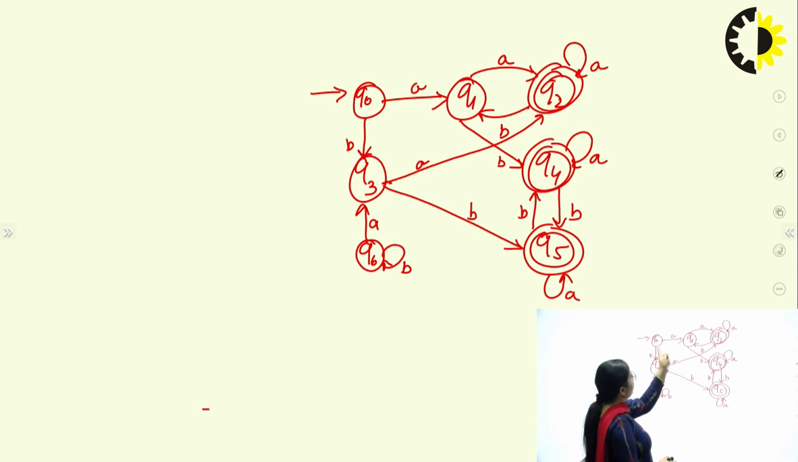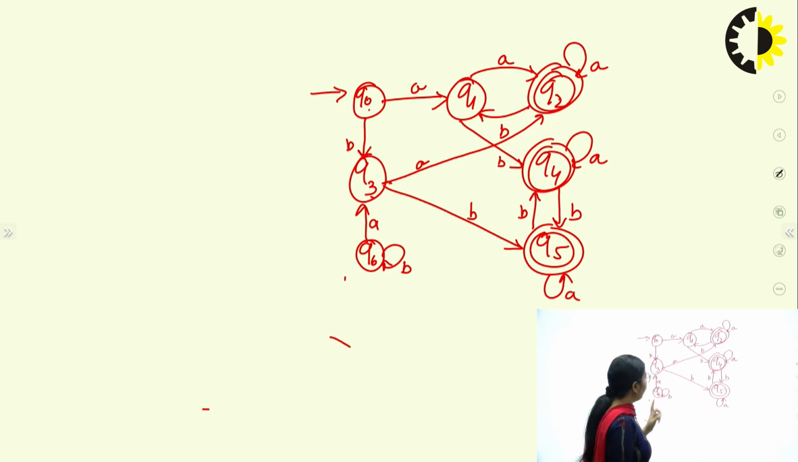From state Q0, we can reach any of the final states. How? From Q0, Q1, Q4, and from state Q0, Q3 and Q5. Means from state Q0, we can reach all the final states. From state Q1, we can reach all the final states. From state Q3, we can reach all the final states.